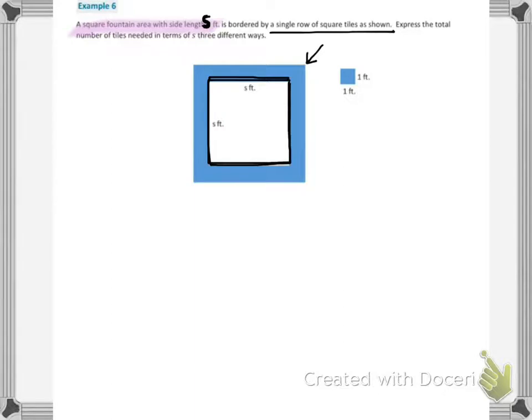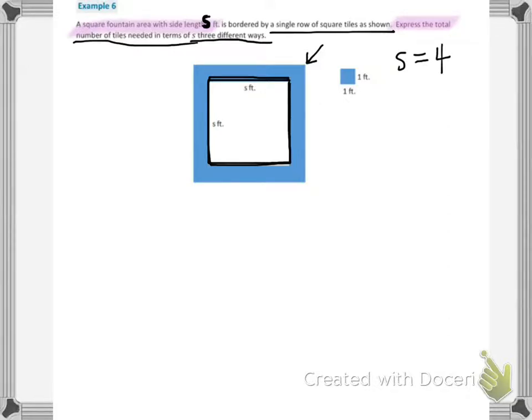So I would like you, or they would like us, to express the total number of tiles needed in terms of S, 3 different ways, okay? 3 different ways, all right? So let's start off with this. How about we say, what if S equals 4? Let's just say S equals 4.